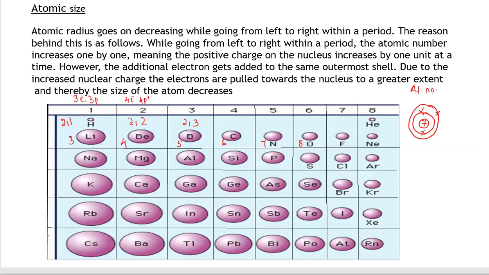Same like that. As we move from left to right, as the atomic number increases, one electron is increasing, at the same time one nuclear charge, that is positive charge, is increasing. Now, electrons are adding to the same shell. This is of lithium. Now, coming to beryllium, number of electrons in the outermost shell is 2. So 2 electrons will come here, right? Now, next boron, same shell, electron is adding. Okay, but the nuclear charge is increasing.